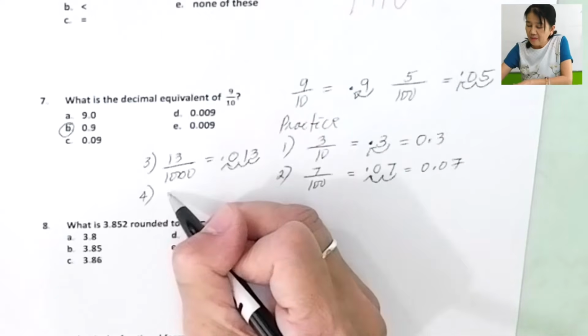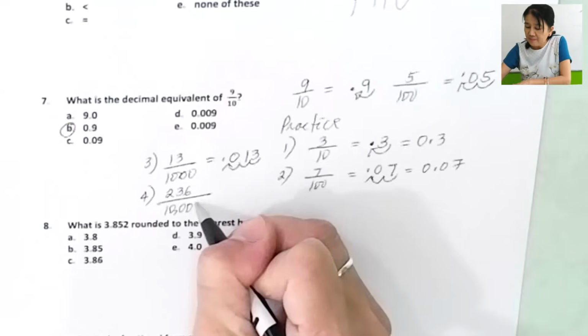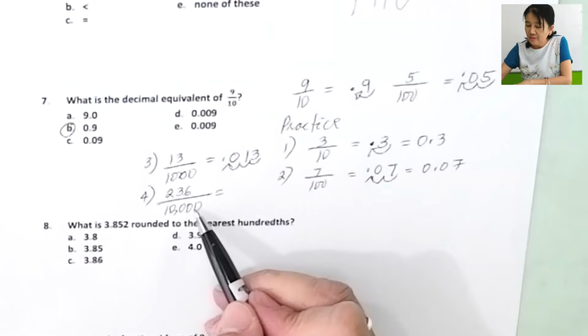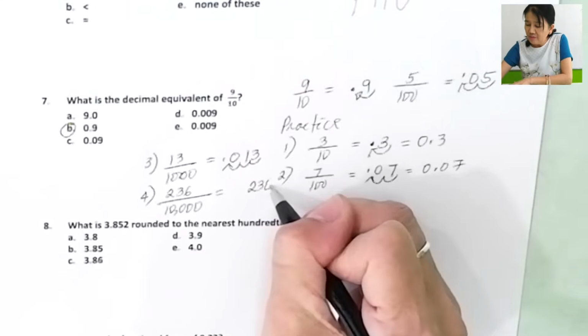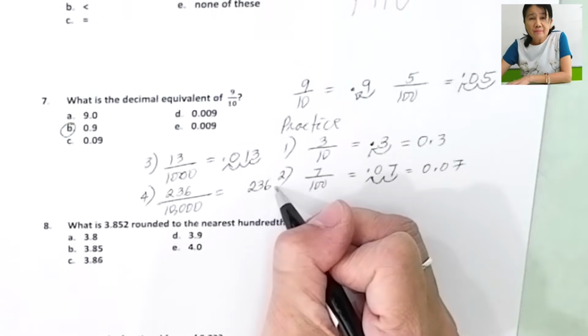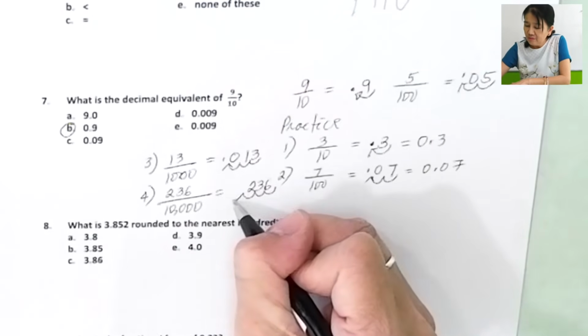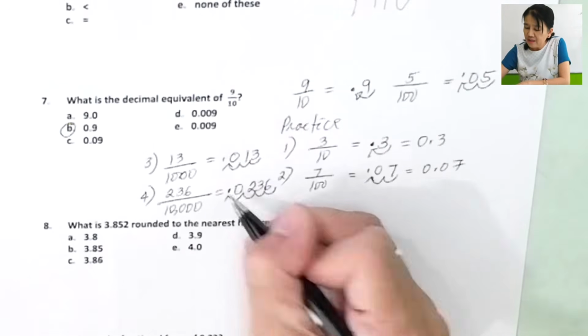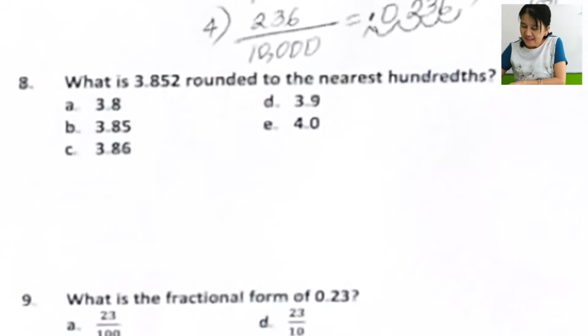Let's say we have here 236 divided by 10,000. Count the number of zeros. 1, 2, 3, 4. That would mean you have to move the decimal point 4 places to the left. 1, 2, 3, 4. So your final answer is 0.0236.